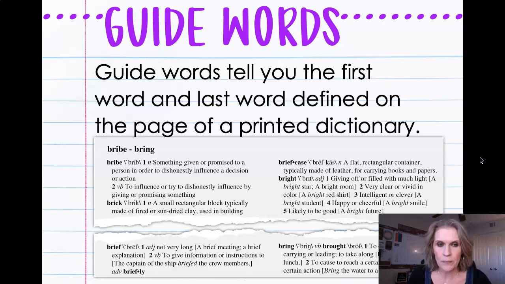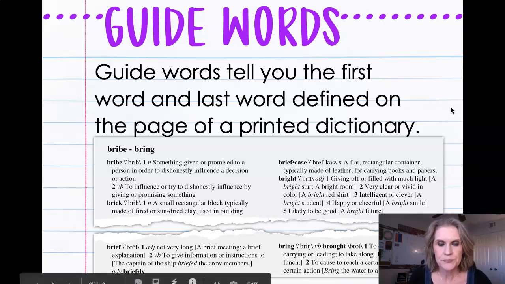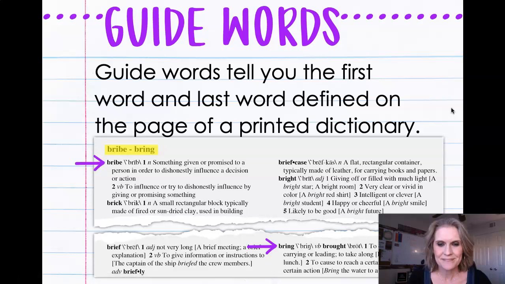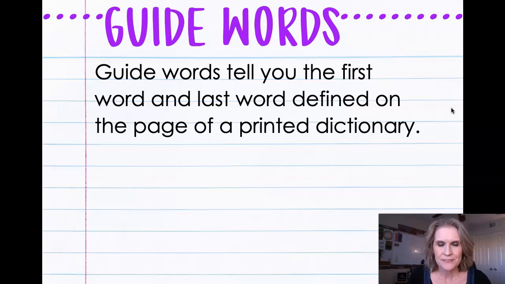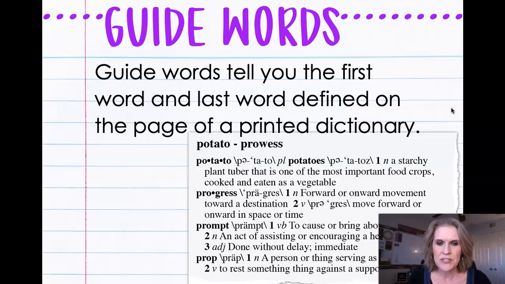Here's another example. Bribe and bring. In this section of the dictionary, bribe would be the first word and bring would be the last word. Here's another example. Potato and prowess. Potato would be the first word in that section of the dictionary, and prowess would be the last word on that page.